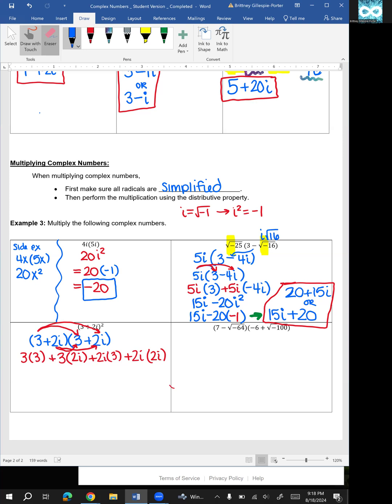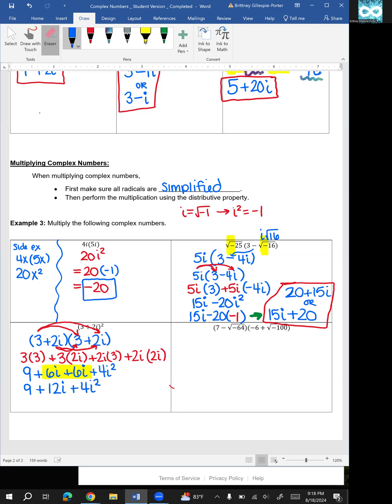Okay, let's go ahead and simplify using the arithmetic. 3 times 3 is 9, plus 3 times 2 gets us 6i. Then we have another 2i times 3, which is another 6i. And 2i times 2i gets us a 4i squared. Notice that we have like terms in the middle. So I'm going to go ahead and combine those. We have 9 plus 12i, because 6 plus 6, plus 4i squared.